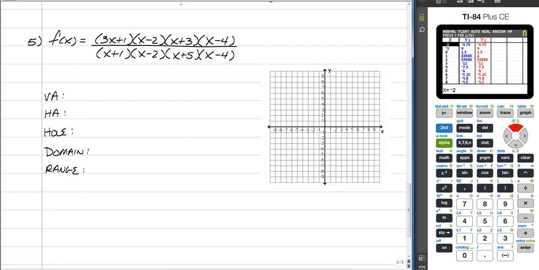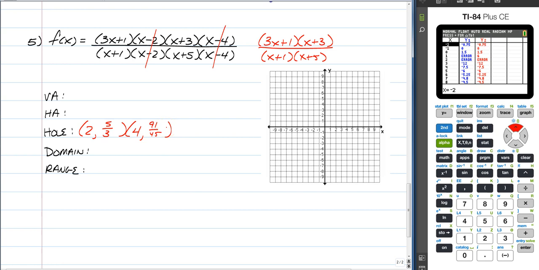So again, we have to first look at what's canceling, and we have our x minus 2 and our x minus 4s. So we're actually going to have two holes then. We're going to have one at 2 comma something, and one at 4 comma something. Now, we should simplify this equation, which we are going to get 3x plus 1 times x plus 3, over x plus 1 and x plus 5. After we substitute those back in, what we should get for our holes is 2 comma 5/3 and 4 comma 91 over 45.